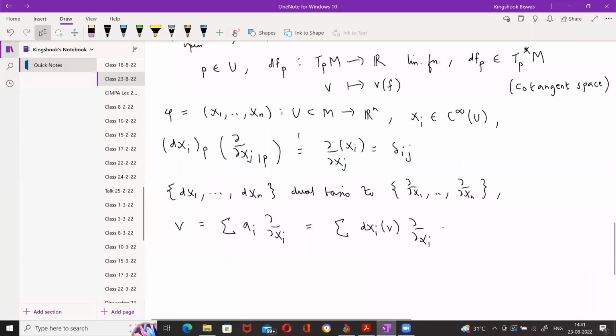Okay. So if I have a chart phi with the coordinate functions x1 to xn, then the xi's are smooth functions on U. So I can look at dxi's. These will be linear functions on the tangent space. And dxi of del/del xj turns out to be delta ij. Therefore, dx1 to dxn at P is the dual basis to del/del x1 to del/del xn at P. And so if I take a vector V in TPM, then the coefficients are just the elements of the dual basis applied to V.